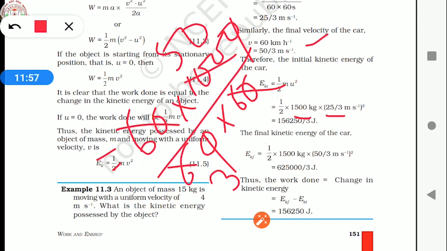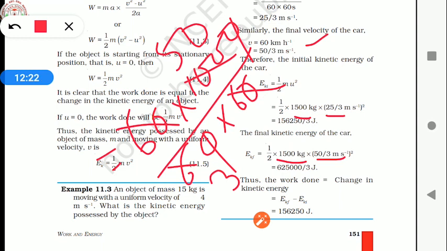Now let us see what is the final kinetic energy of the car. Kinetic energy of the car is equal to half into 1500 kilogram, that is the mass of the car, and final velocity is 50 upon 3 meter per second, the whole square, and that is equal to 6,25,000 upon 3 joules.